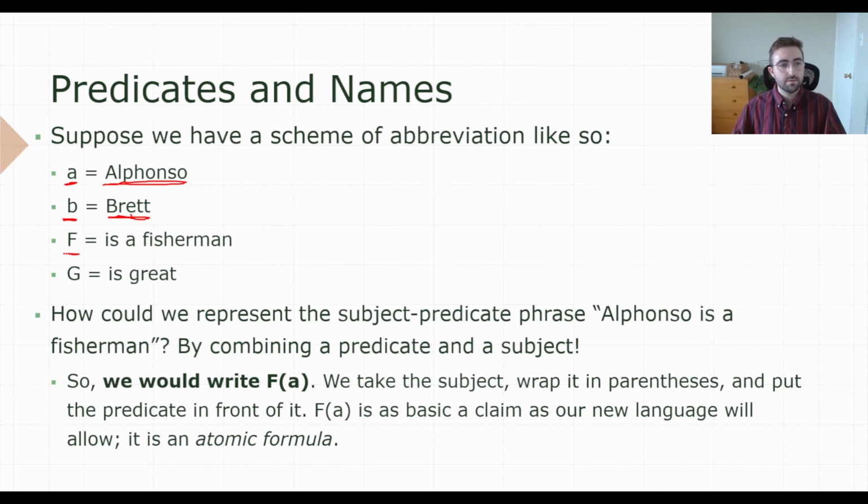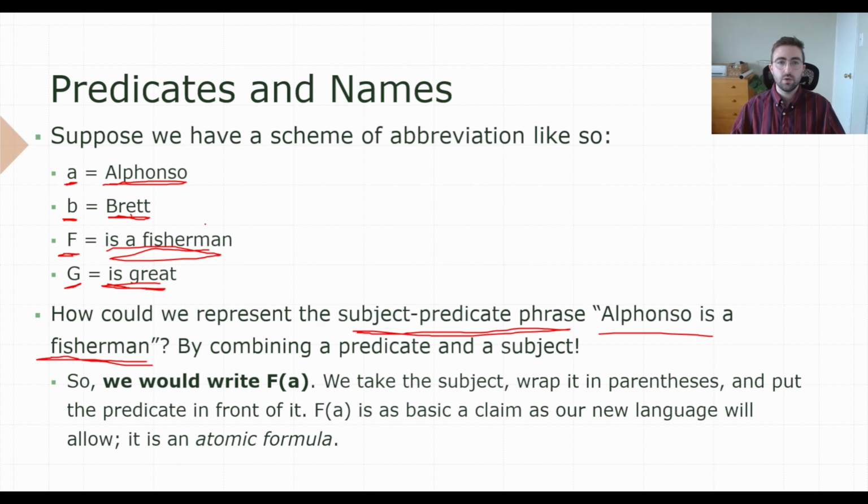But then we have F, big capital F. It stands for the predicate, is a fisherman. In that case, we're saying that's a predicate, right? That's something you would say about someone. And if we have big G, we'll say, is a predicate, meaning is great, right? And then let's say we want to represent the subject-predicate phrase in our new predicate logic. We want to represent the subject-predicate phrase, Alfonso is a fisherman.